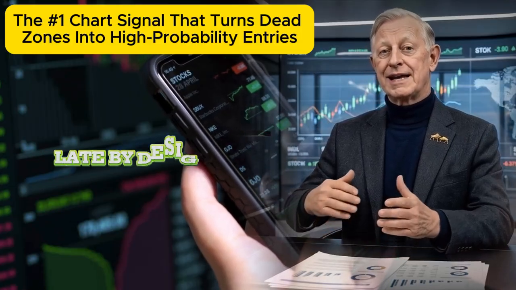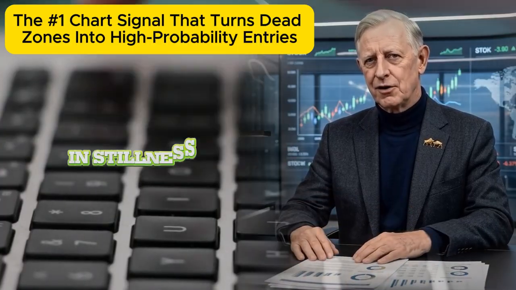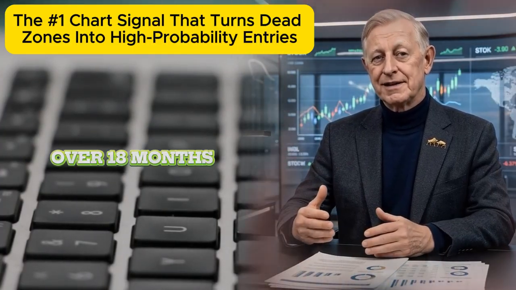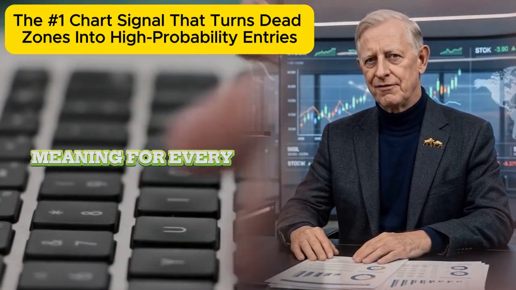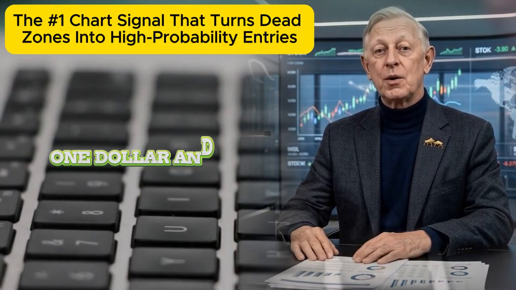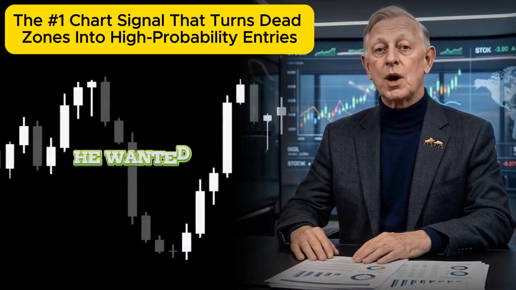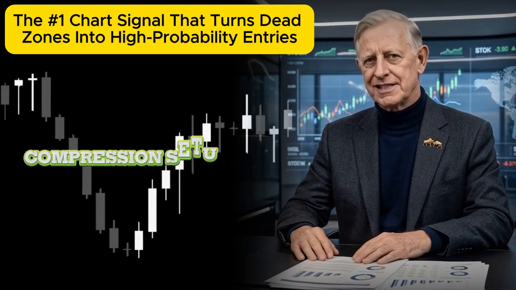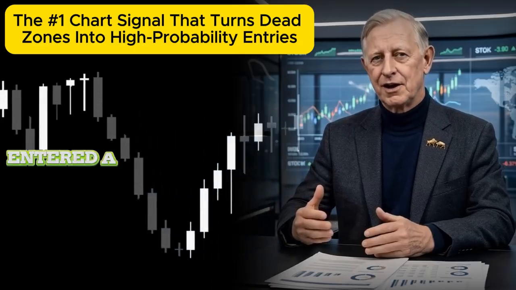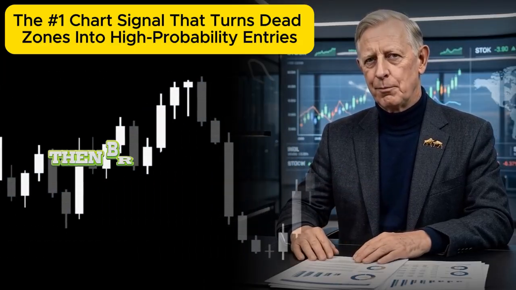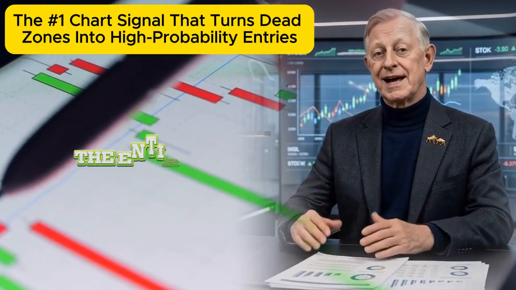His entries were late by design because he was trained to look for confirmation in movement rather than confirmation in stillness. Over 18 months, his average reward-to-risk ratio sat at 1.4 to 1, meaning for every dollar he risked, he made roughly $1.40 when he was right. Decent, but not enough to grow the account the way he wanted. Then Leo discovered compression setups. He spent 3 months doing nothing except backtesting what happened after price entered a compression zone on the 1-hour chart, then broke out with an expanding candle and rising volume. What he found changed the way he thought about the entire market.